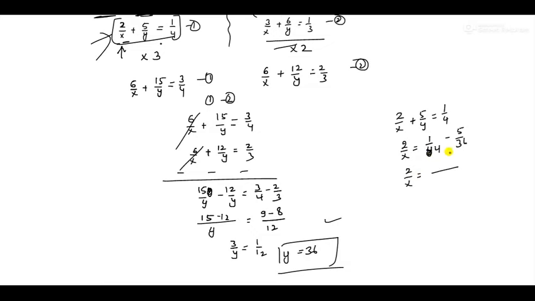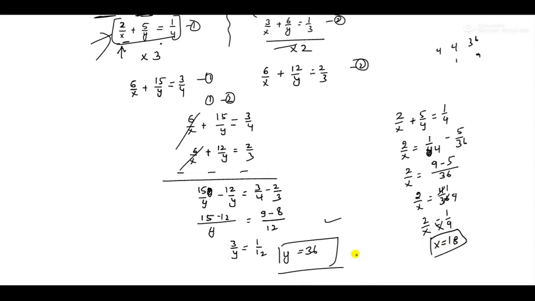So on taking the LCM of 4 and 36, you will get 4 ones are 4, 4 nines are 36. You will get 36 as the LCM. So this is 9 minus 5. So 2 by x is equal to 4 by 36, which is 1 by 9, isn't it? So 2 by x is 1 by 9. On doing cross multiplication, you get x as 18.